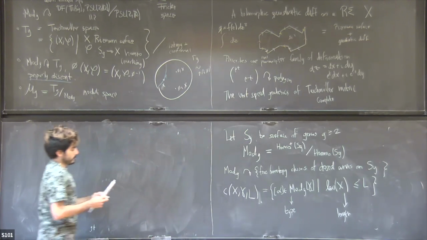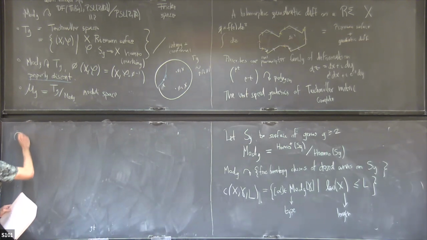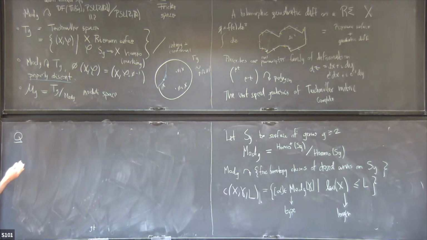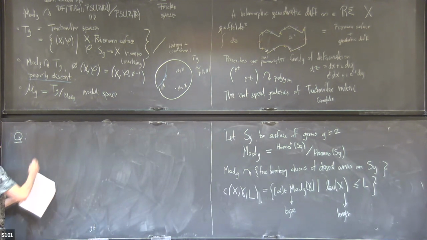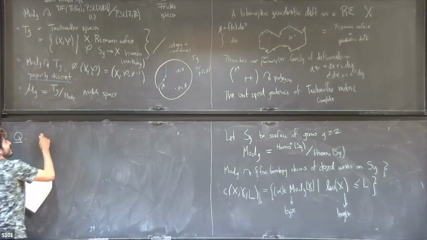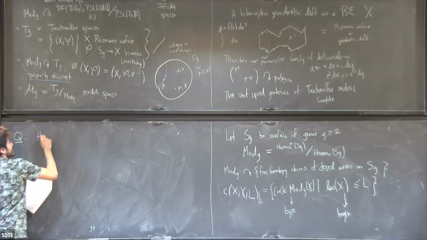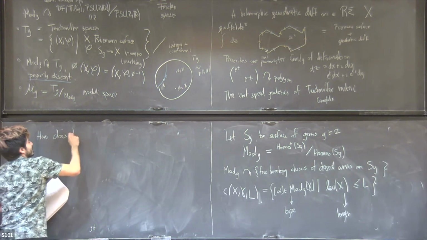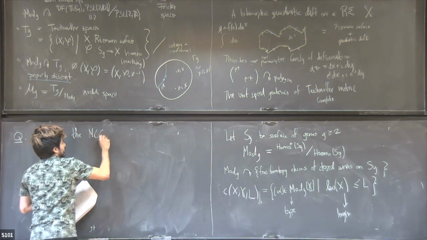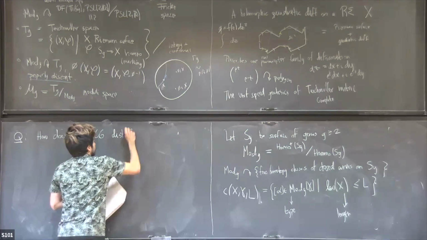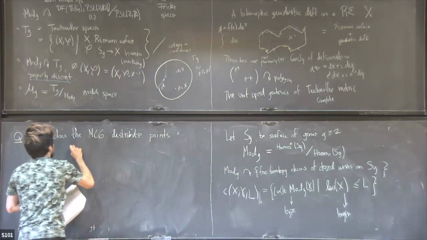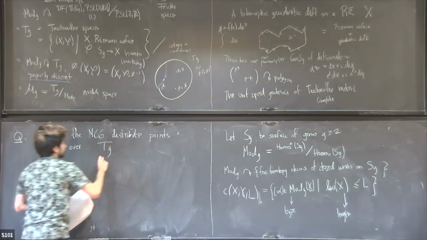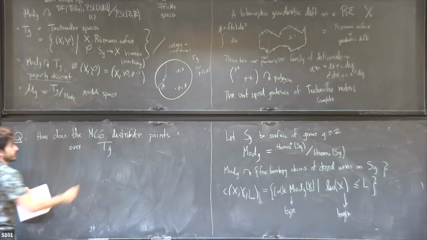Okay, so what do I want to say? Here's a question. I said that we want to study the action of the mapping class group on the Fricke space, and it's properly discontinuous. And someone might come and challenge me, then why it's interesting. So here's a question: how does the mapping class group distribute points over Teichmüller space? And well, what do I mean?